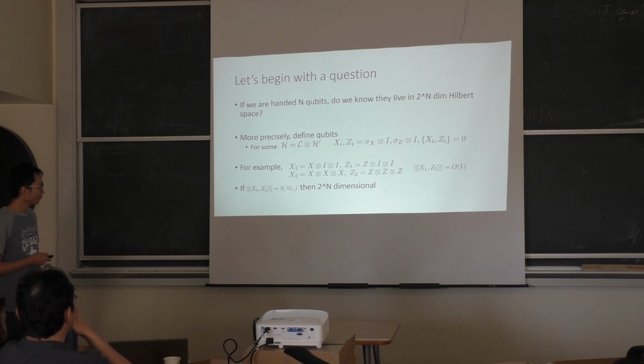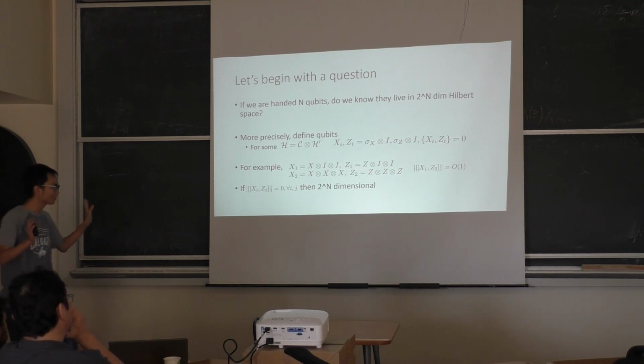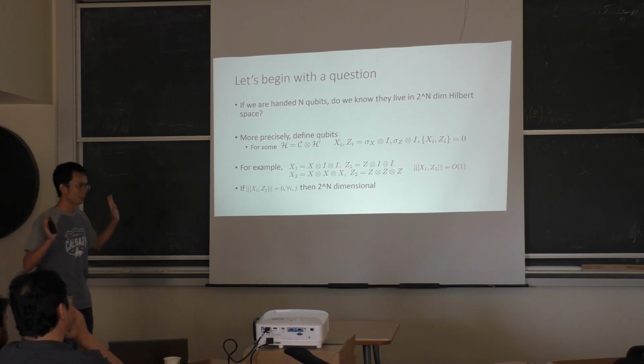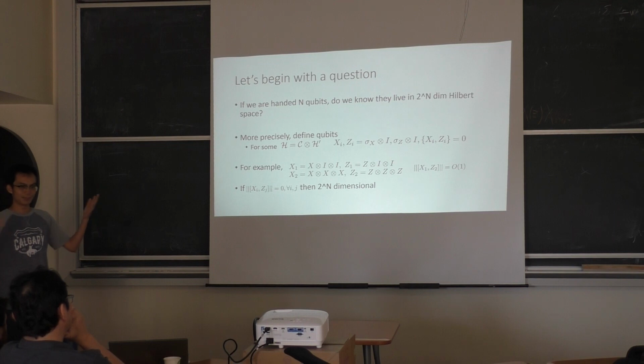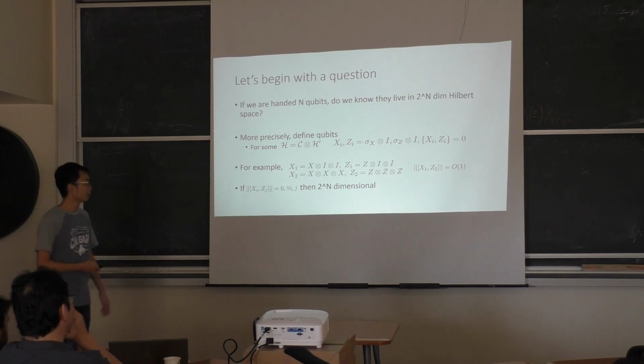But of course, if you really have these qubits and the commutators of X_i and Z_j are always vanishing, then of course this is the case when you really have N independent qubits, right? And they really live in two-dimensional Hilbert space. And that's the conventional intuition I have about qubits.